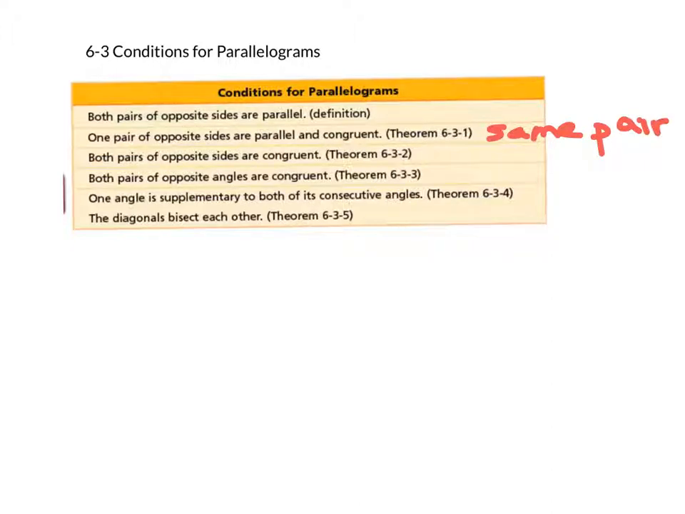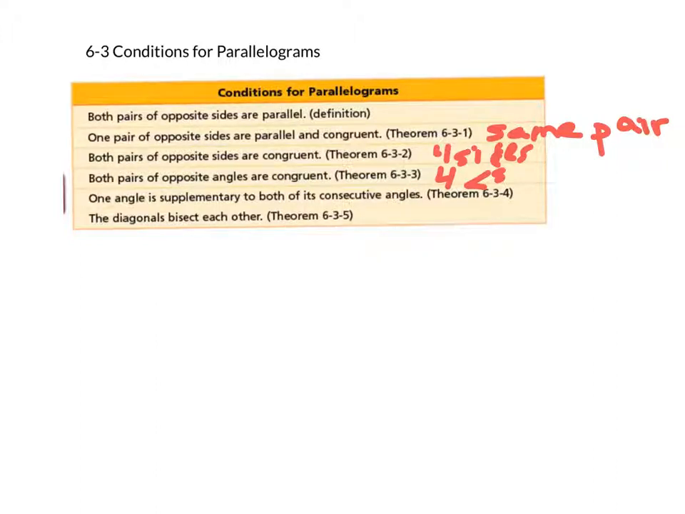The third theorem states both pairs of opposite sides are congruent. The fourth one, both pairs of opposite angles are congruent. For those, you are going to need 4 sides being congruent, and on the bottom you'll need 4 total angles given to you. 4 sides given to you, 4 angles given to you.